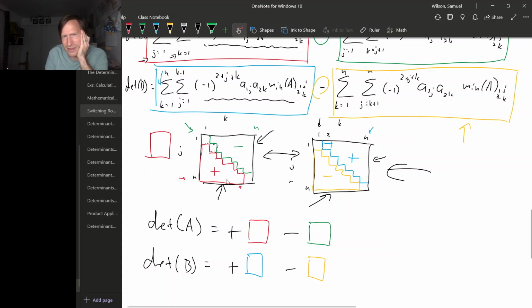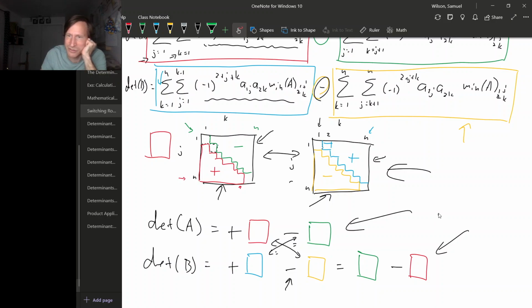But the yellow and the red are the same terms. The only difference between them was that the yellow stuff had a minus sign in front of it, but we've accounted for that minus sign out here. So the red and the yellow are actually equal to each other, exactly the same terms. And the blue and the green are equal to each other for exactly the same reason. So the determinant of B, the blue, is exactly the same as the green, so the determinant of B is the green stuff minus the yellow stuff, but the yellow stuff is the red stuff. And you can see that these two things, red minus green and green minus red, are negatives.